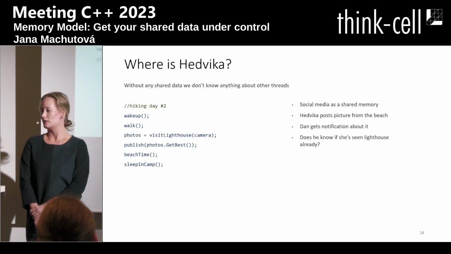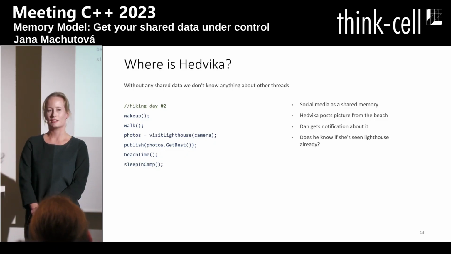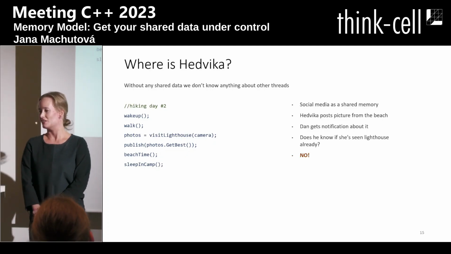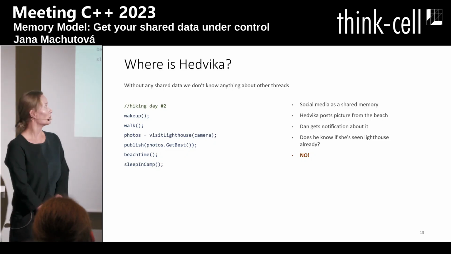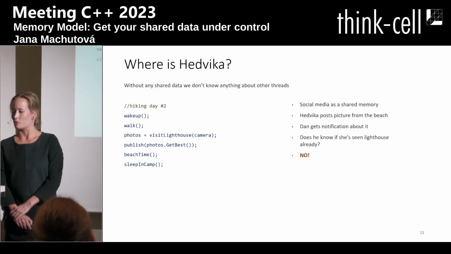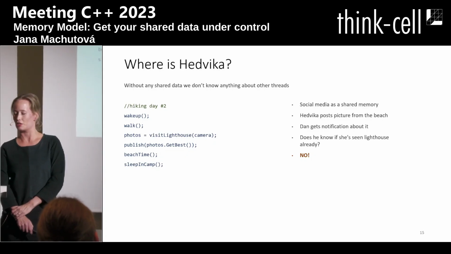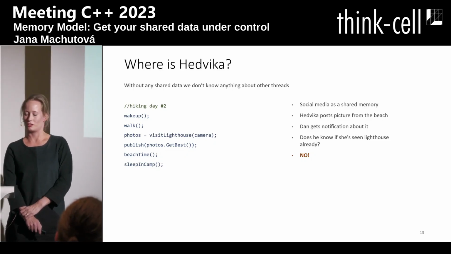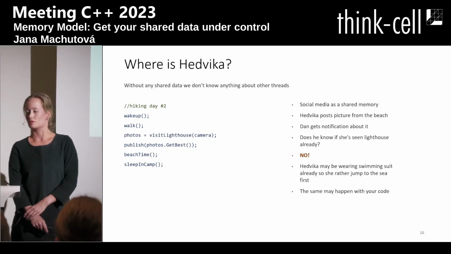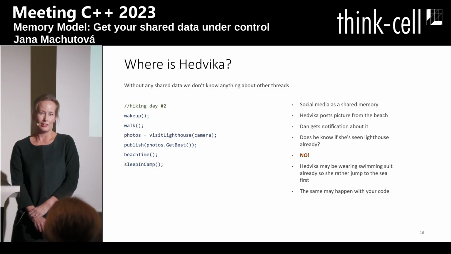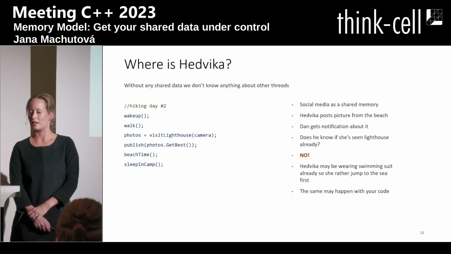Okay, so does he know if she's seen the lighthouse already? Actually, no, he doesn't know it. Even if it looks like the lighthouse visit is on the program before beach time, it's not sure that she was already there, because maybe she was already wearing a swimming suit and jumped into the sea before, because it fits her better. But the same may happen with your code.